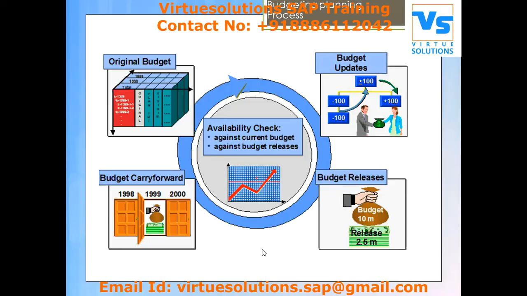But I should have one budget. If the budget has been overshot, the system should trigger me an email. If the complete budget is exhausted, then the system should hard stop me. The system should not allow me to book any cost.